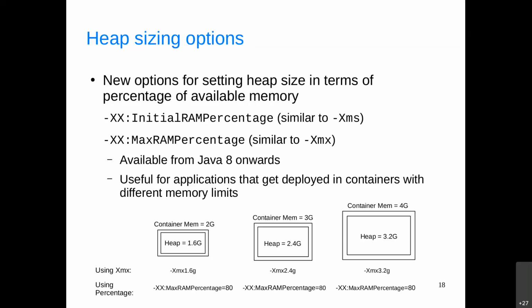So if you are using the percentage-based options, then you don't have to change your options to set your heap size as the container memory limit changes. But if you are using Xmx or Xms to set your heap size, then as the container limit changes, you will have to adjust your options settings to increase or decrease your heap size.